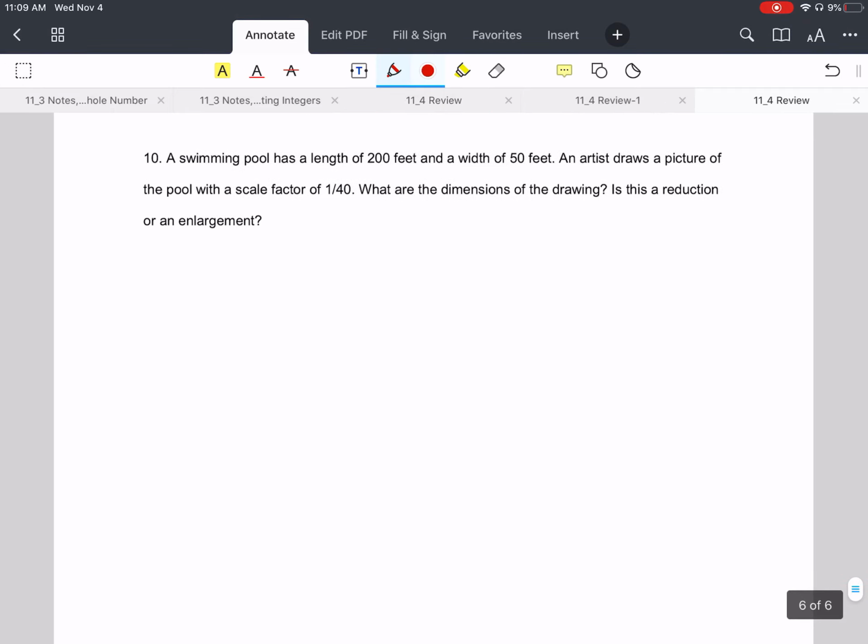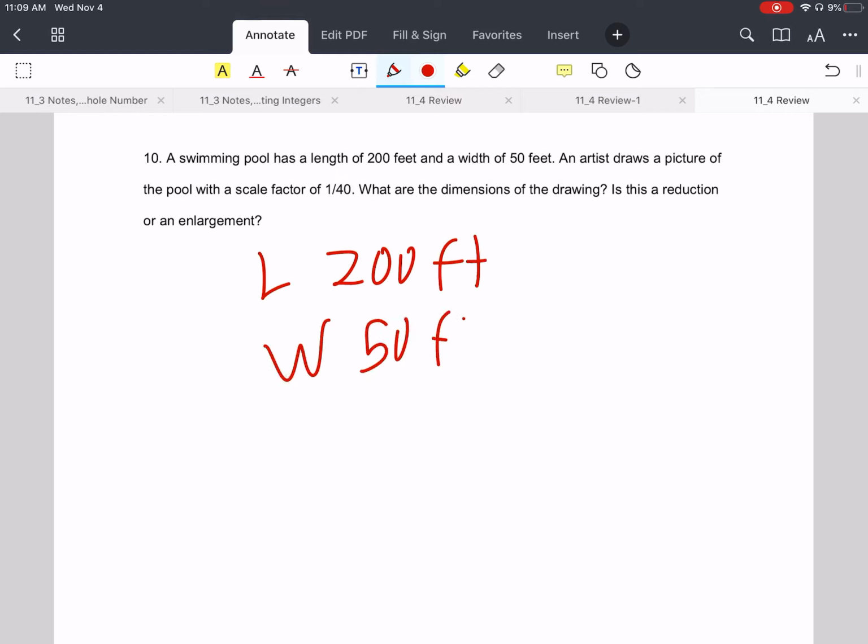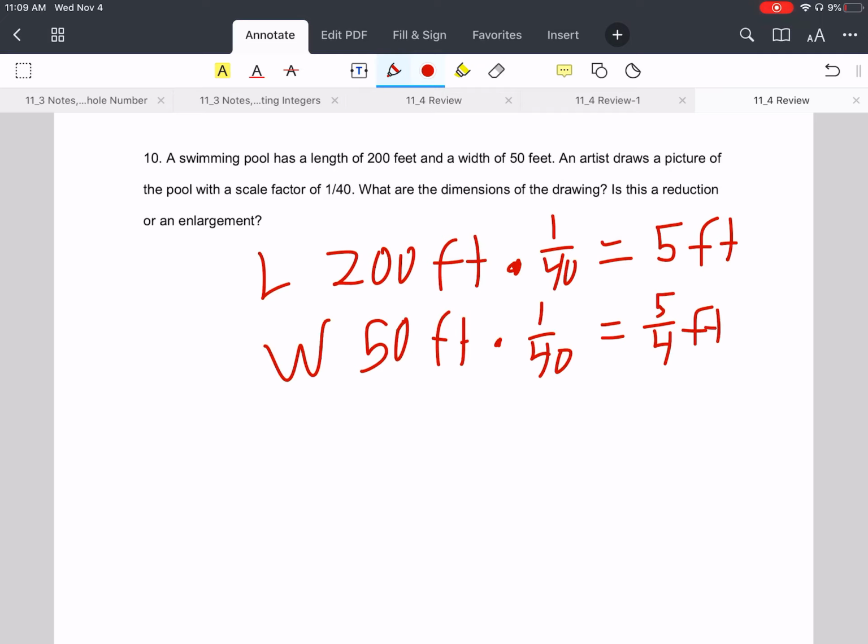Last one, thank you for sticking through this video. We have a length of 200 feet on the swimming pool, a width of 50 feet, and the scale factor is 1/40. So we're going to be multiplying both of these by 1/40, which is the same as dividing by 40. So 200 feet divided by 40 equals 5 feet. And 50 feet divided by 40 will simplify to 5/4 of a foot. And this, of course, is smaller, so that's a reduction.